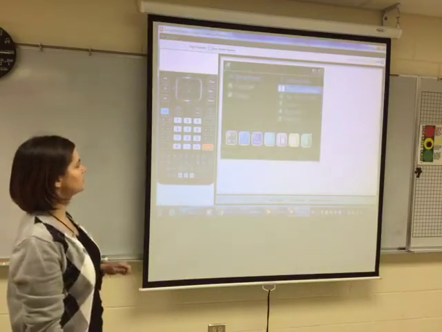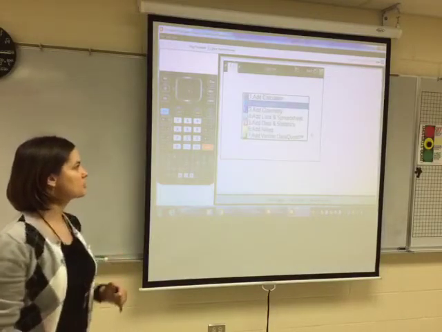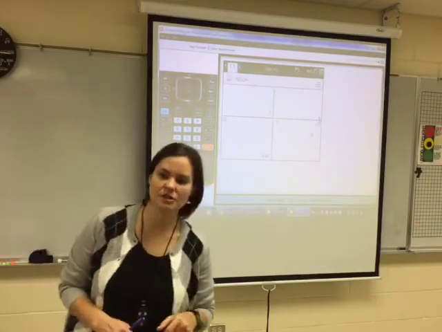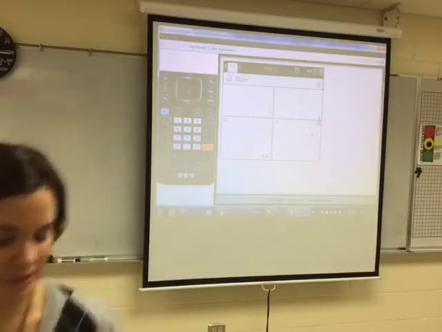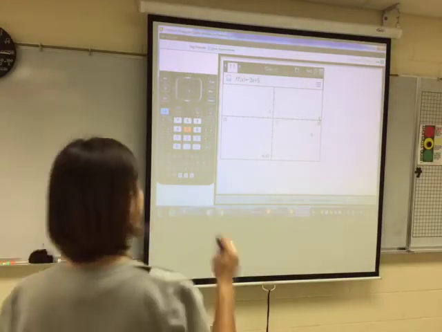Menu's on the right side. There you go. Add a graphs page. So we're going to graph that function negative 2x plus 5. Is that what it says? Yes, negative 2x plus 5. And graph it.